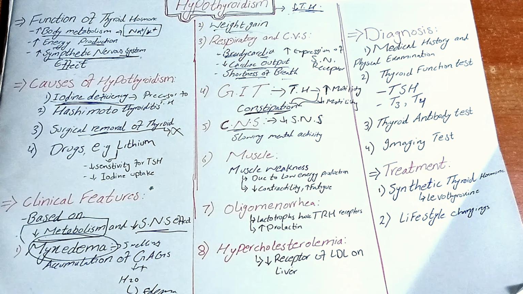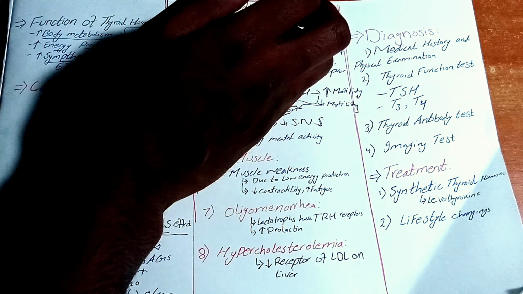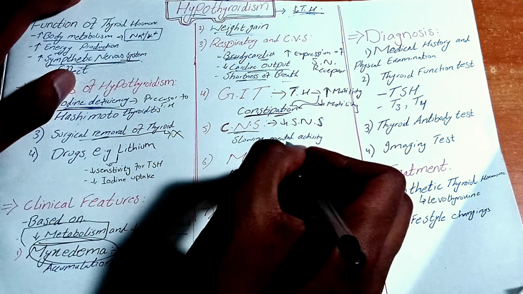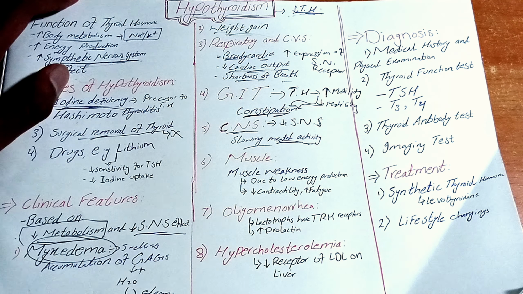As we know, the sympathetic nervous system activates our nervous system and makes it awake for any situation. When sympathetic nervous system activation or effect decreases, the brain will go into slow mental activity. Okay, and this patient presents with slow mental activity.